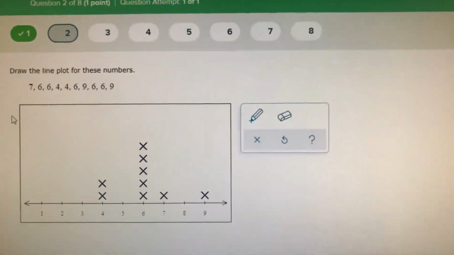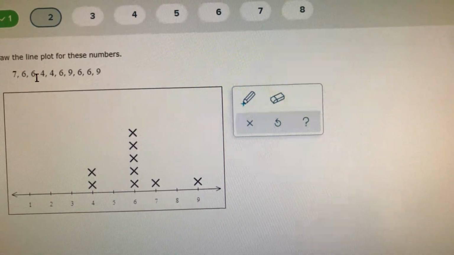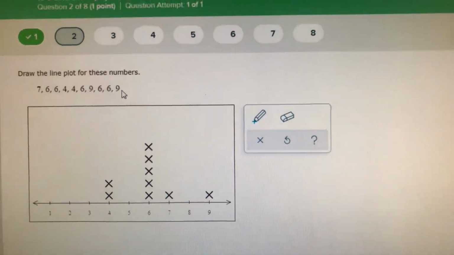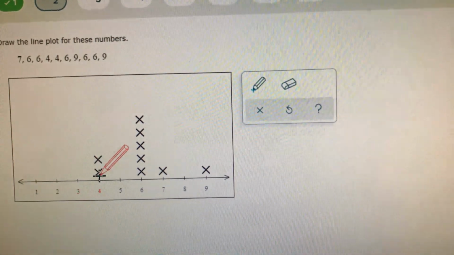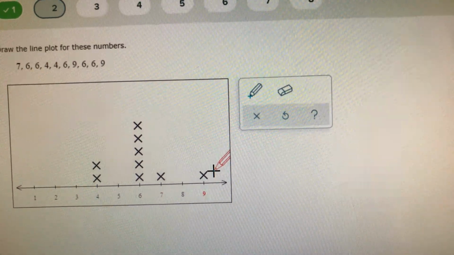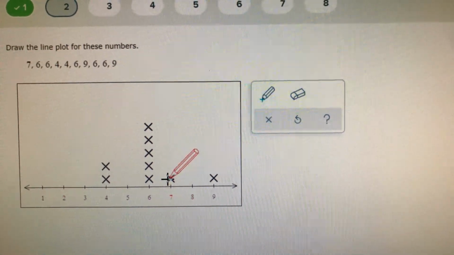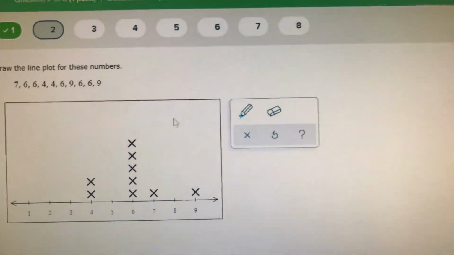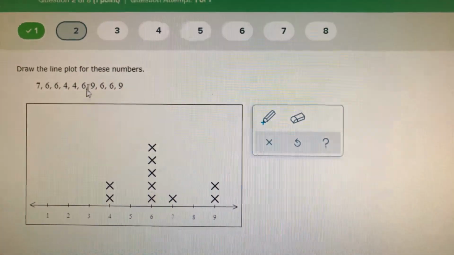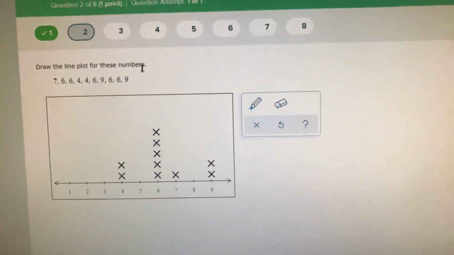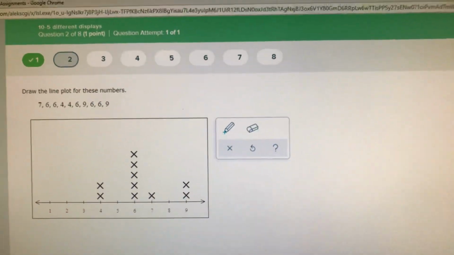Again, I always like to check. I have 1, 2, 3, 4, 5, 6, 7, 8, 9, 10 data points, so I should have 10 X's. 1, 2, 3, 4, 5, 6, 7, 8, 9. What did I miss? Oh, there are 2 nines. So that's why we go back and check. If you miss one, it'll obviously be counted wrong. Okay, so that's the line plot. You would do 2 of those.